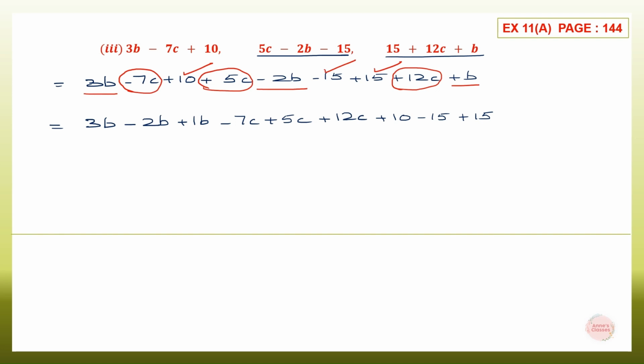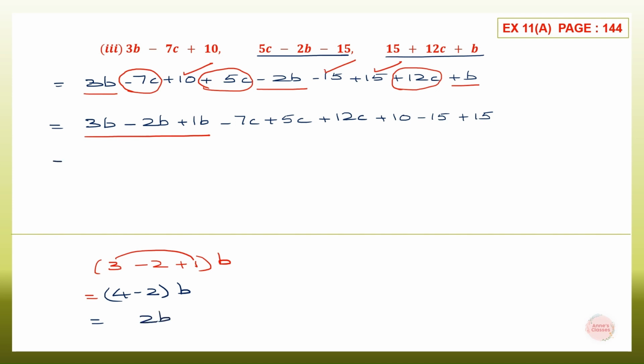Now here let's work out these. So we have 3b minus 2b plus 1b. Let's write only the numbers 3 minus 2 plus 1b. Now here let's add up the numbers with the same sign, that is 3 plus 1 is 4, 4 minus 2 b, and 4 minus 2 is 2. So this is 2b. So here we have 2b. Now we are taking the c's here.